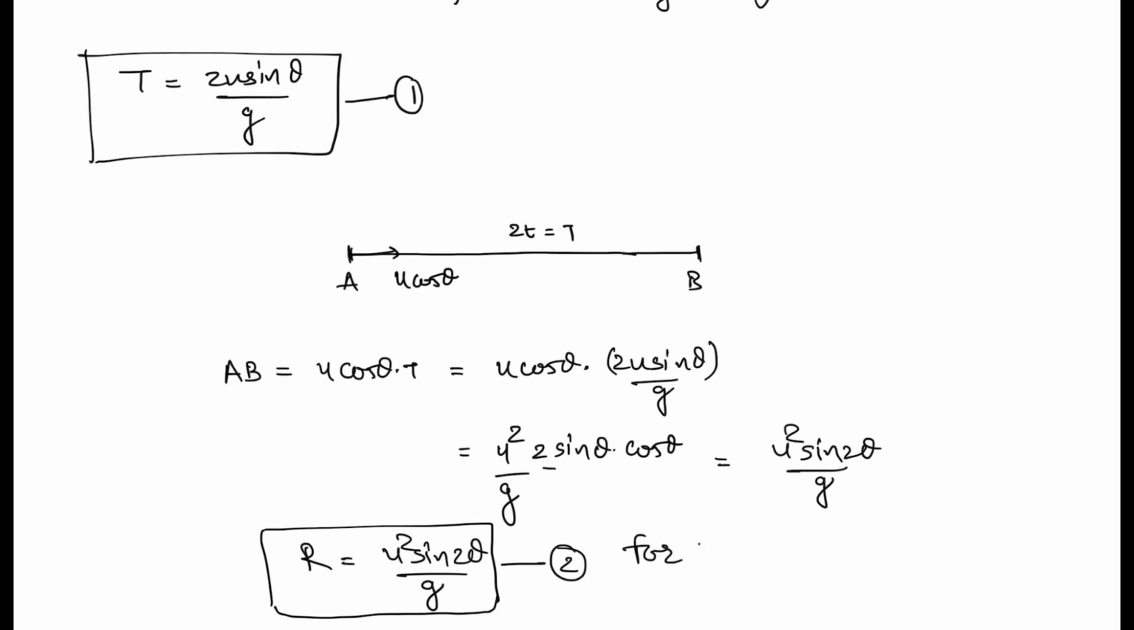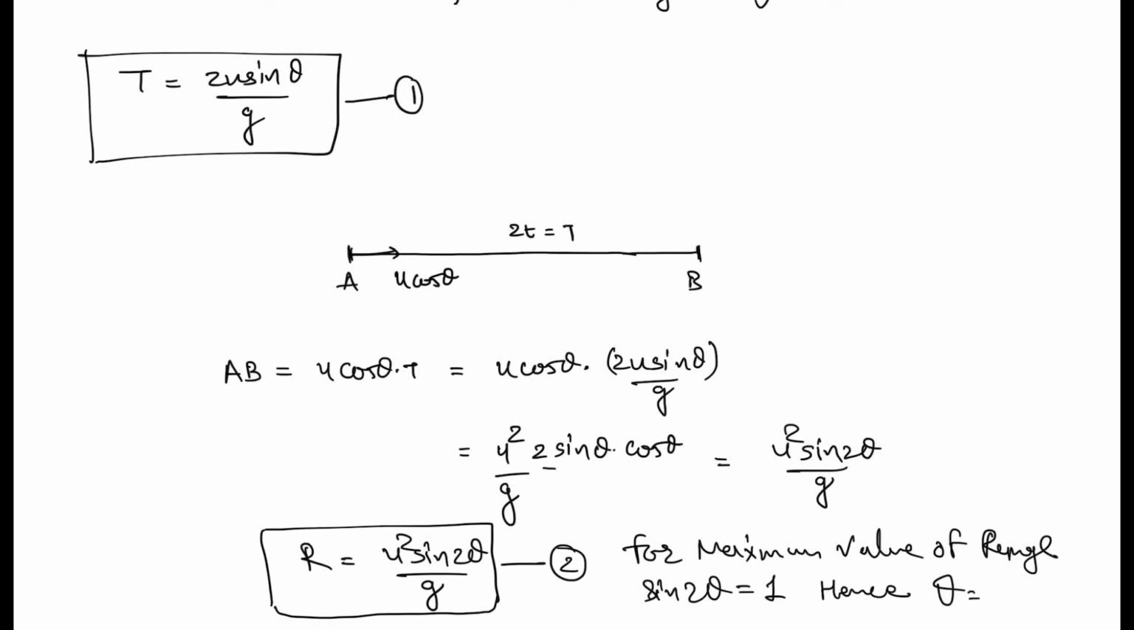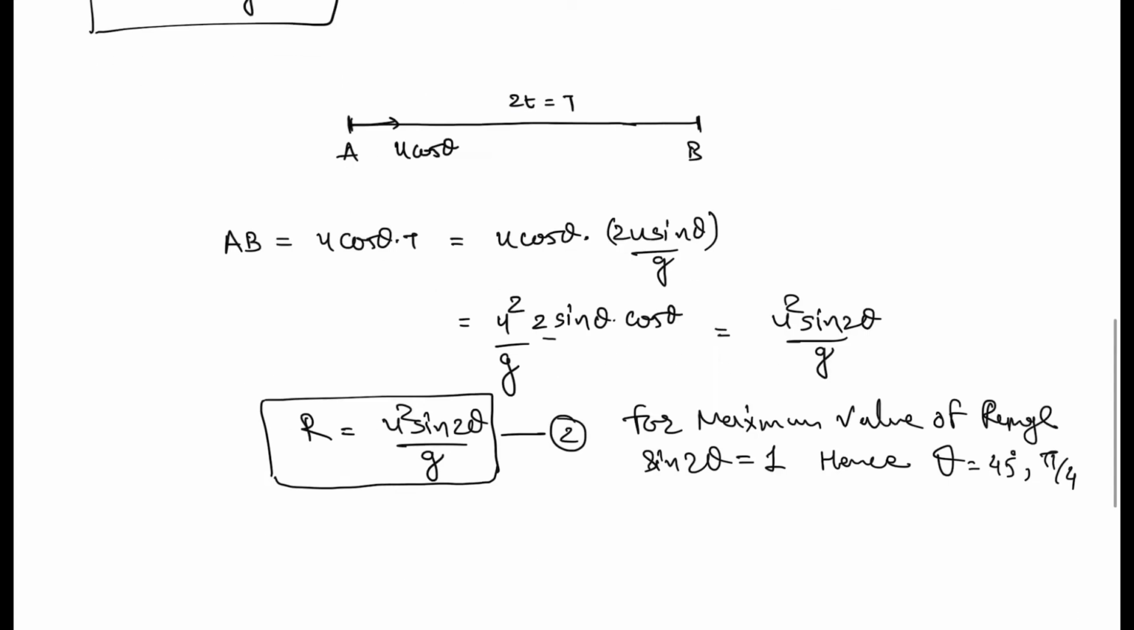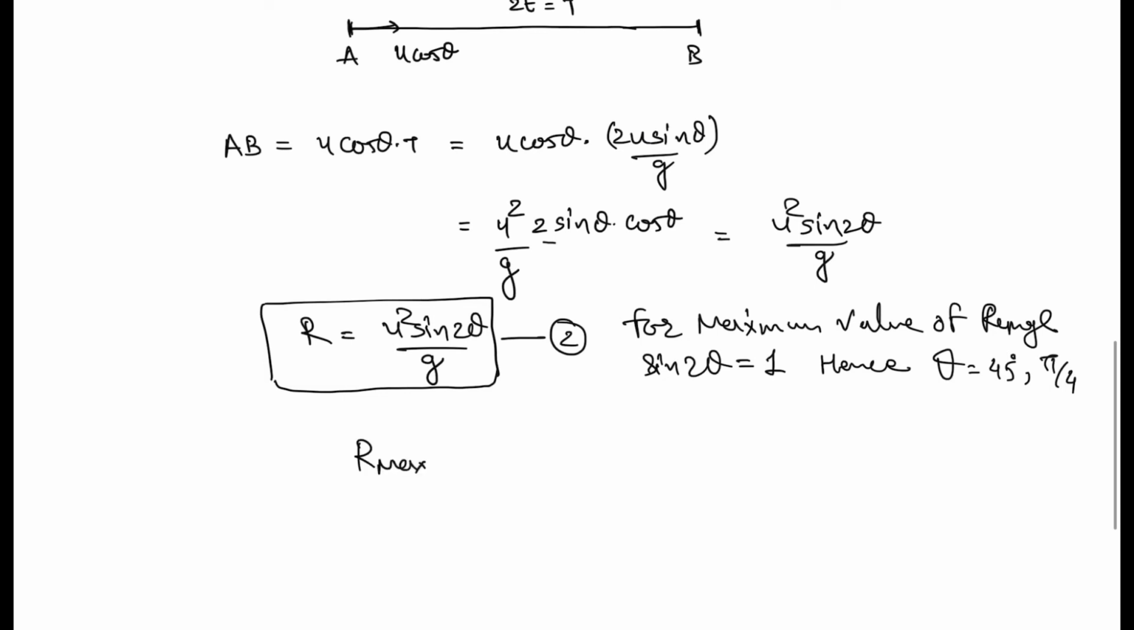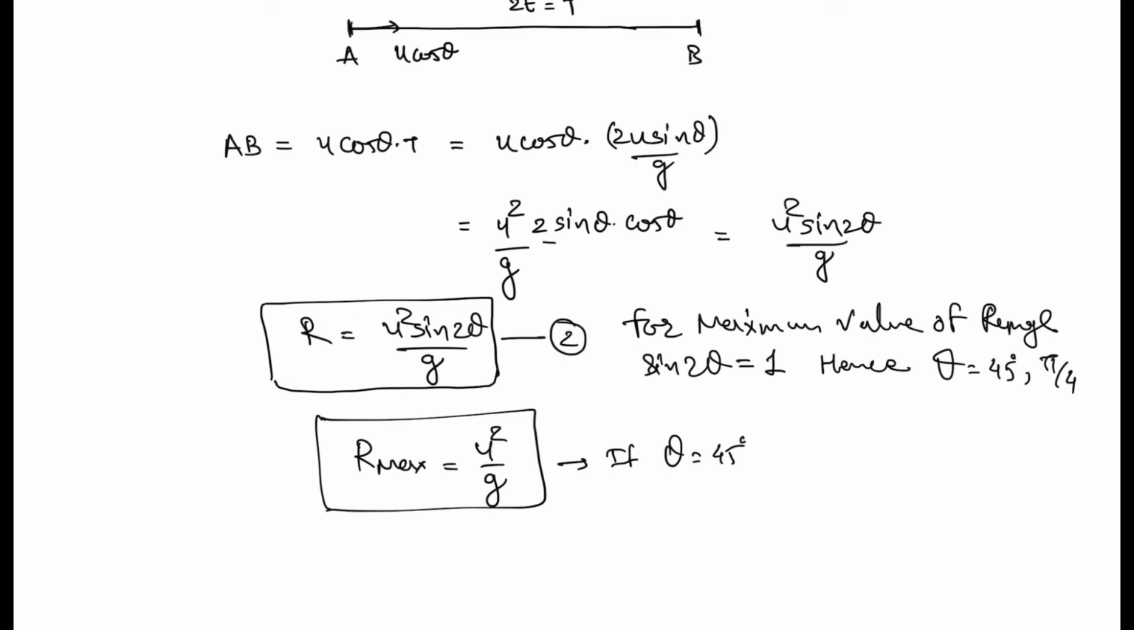For maximum value of range, sin 2 theta must be equal to 1, hence theta is equal to 45 degree or pi by 4. Okay, 2 theta means 90, so theta will be 45 degree, and the value of R max can be written as u square divided by g if theta is equal to 45 degree. So we have horizontal range.